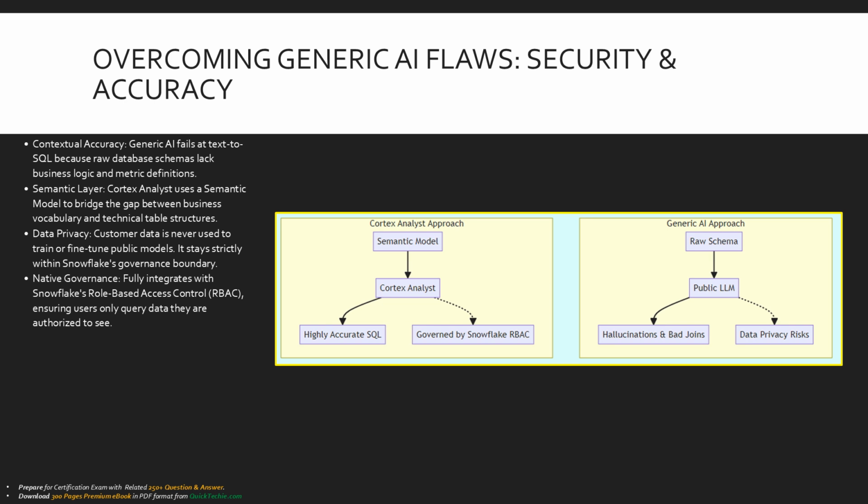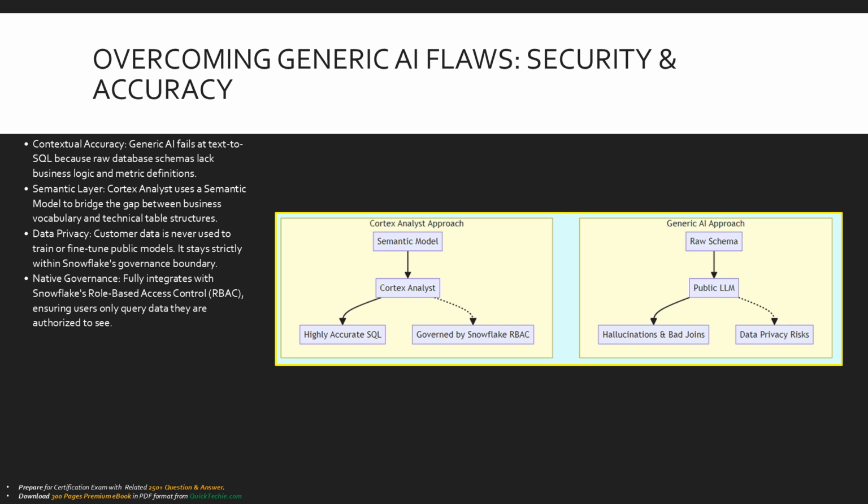Secondly, using public AI tools introduces massive data privacy risks. With Cortex Analyst, your data stays entirely within Snowflake's secure boundary. Snowflake guarantees that your customer data is never used to train global models. Furthermore, it enforces native governance. Because it executes SQL inside Snowflake, it strictly adheres to your existing role-based access control policies. If a user doesn't have access to the underlying table, Cortex Analyst cannot query it for them.